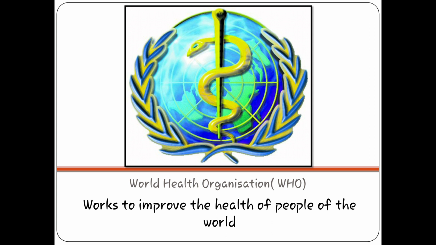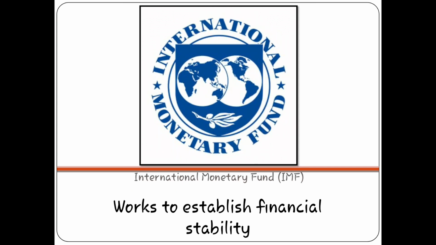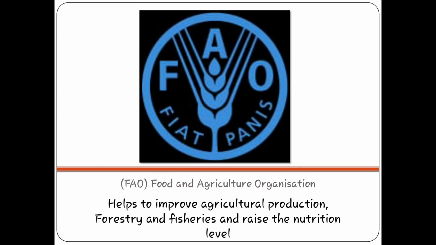You can see the emblem of WHO. Second one is International Monetary Fund or IMF, which works to establish financial stability of the world. Third one is Food and Agriculture Organization or FAO, which helps to improve agricultural production, forestry and fisheries and raise the nutrition level of the world.